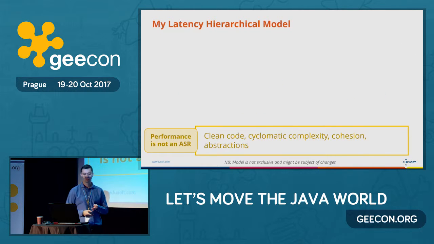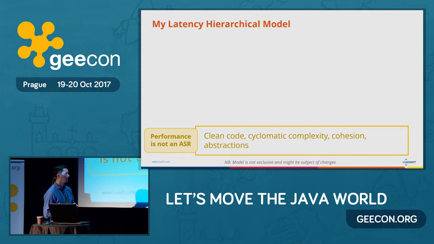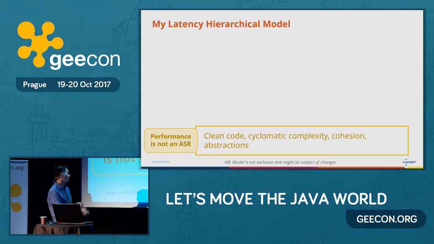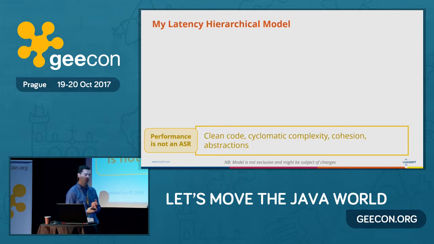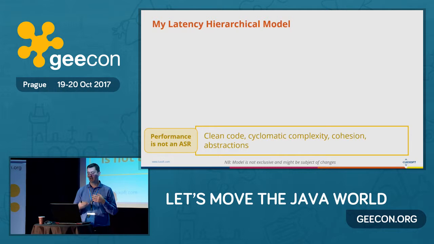So getting back to my initial latency model, in regard to what we have discussed until now, the bottom one, where you don't have performance as an architecturally significant requirement: stick with clean code, stick with cyclomatic complexity, minimize it, have good cohesion, reduce the number of abstractions. This applies to all projects. You can see them as built-in.